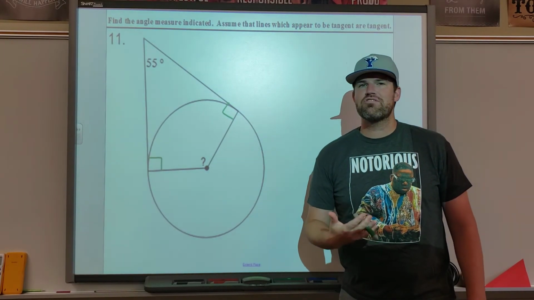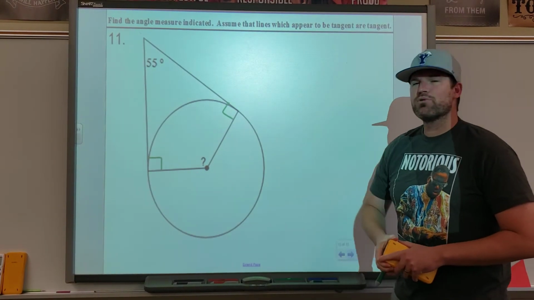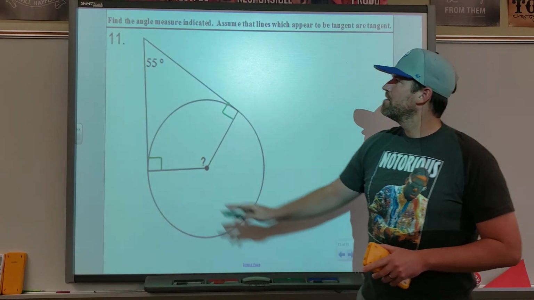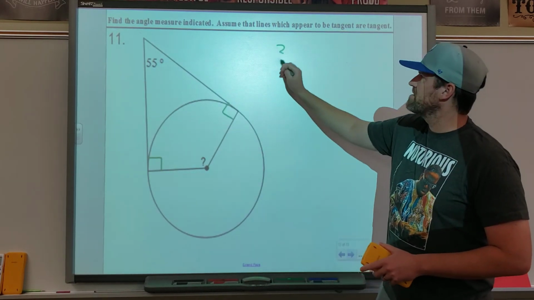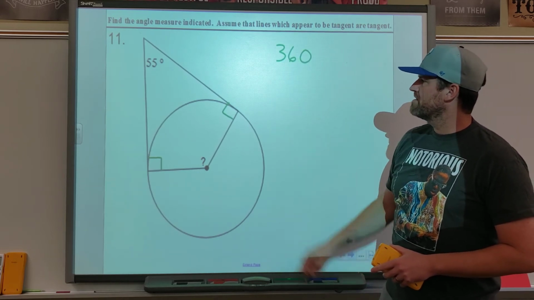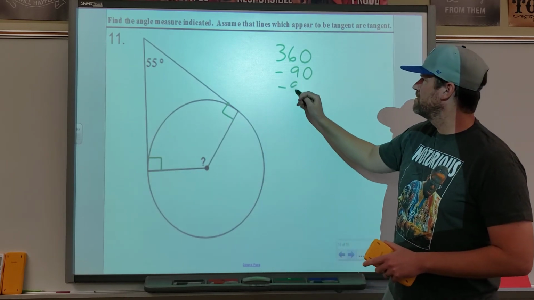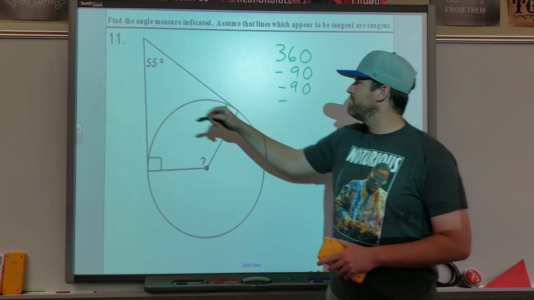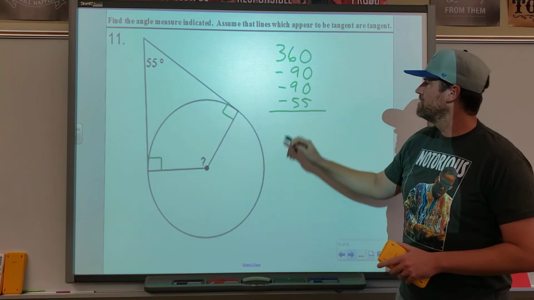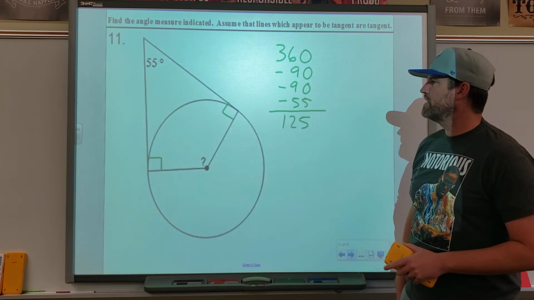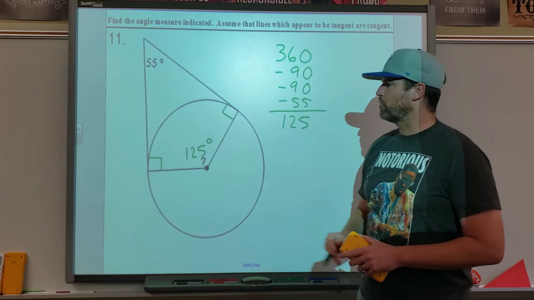And a four-sided shape, such as a square or a rectangle, they always have 360 degrees. So this quadrilateral right here will have 360 degrees as well. So I can subtract 90, subtract 90, subtract 55, and I will get what is left over, which is 125. And since we're finding an angle, it's 125 degrees.